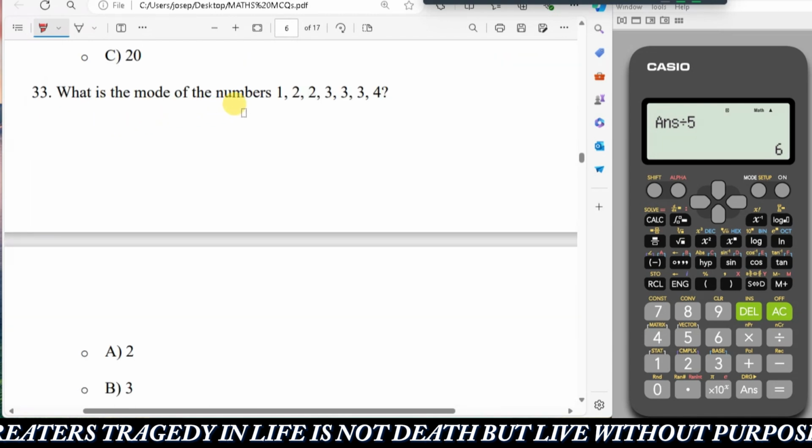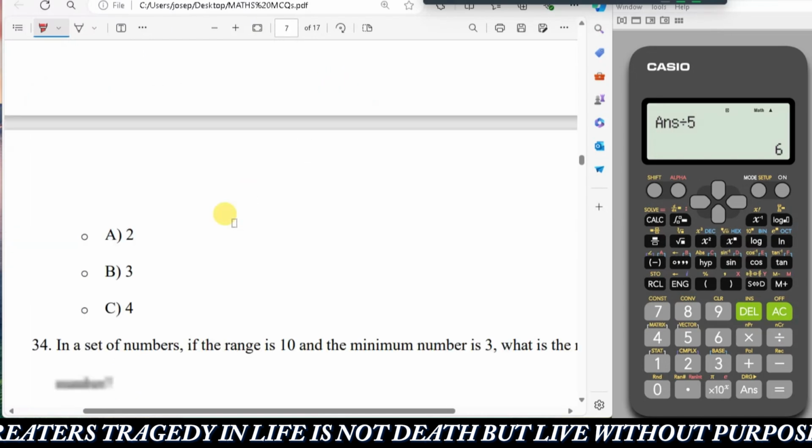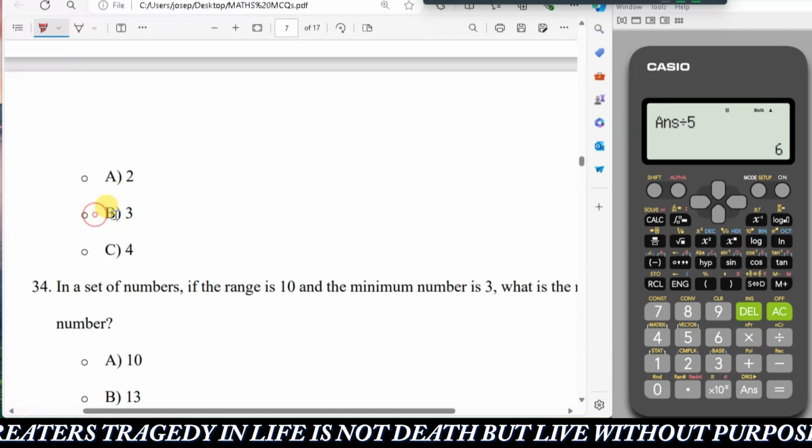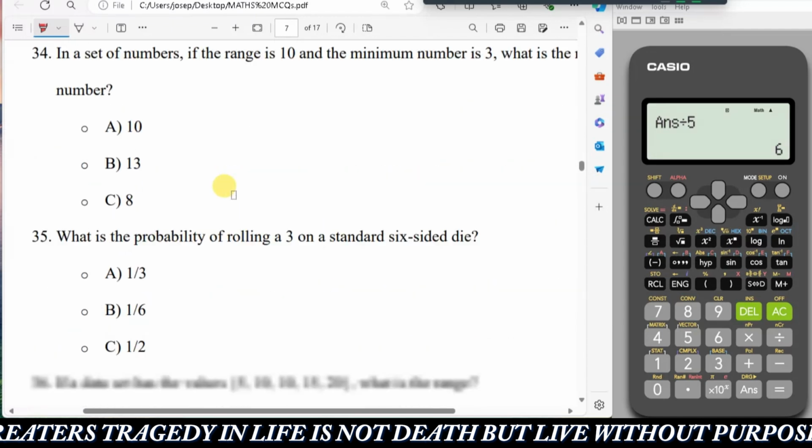What is the mode of the numbers 1, 2, 2, 3, 3, 3, 4? The mode, when we talk about the modal number, is the number that appears most, or the number with the highest frequency. The highest frequency is the most occurring figure. So we have here 3 has occurred more than all of them. So it means our correct answer here is B. Alright.